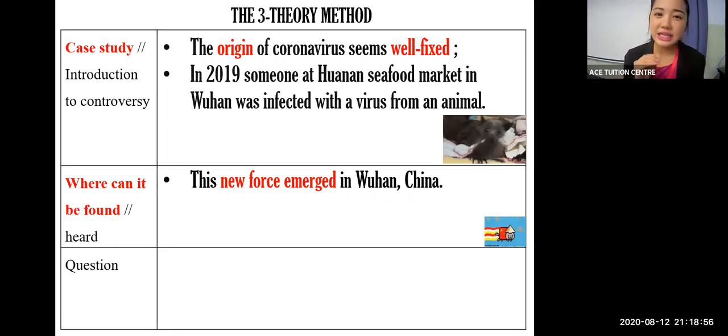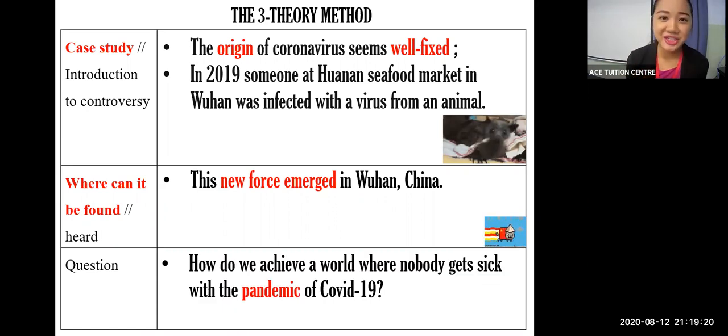And always include, if possible, always include a question of the title, because most of the time students, when you get super excited when it comes to writing factual essays, you'll write something out of the topic. You know, you're writing, you're very happy, you're very excited, you're very confident. In the end, your question does not relate to the examination question itself. So always remember to copy the question at the end of your first introduction essay. So how do we achieve a world where nobody gets sick with the pandemic of COVID-19 is basically the title of our essay today. So this is a drafting part.